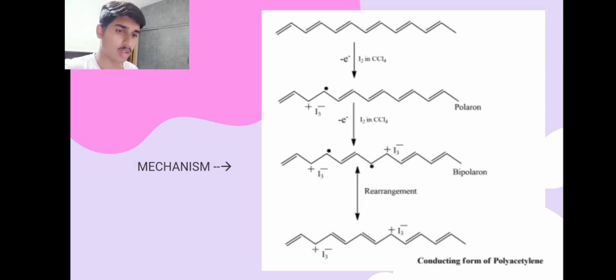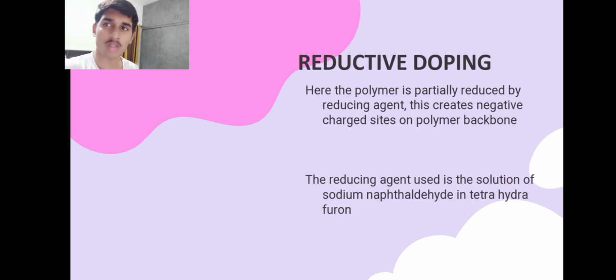Again, it is induced in I2 and CCl4, where two types of polarons are induced in the polymer, so it is called a bipolaron. Then the polymer is rearranged, which looks like the final product, the polymer which conducts electricity.